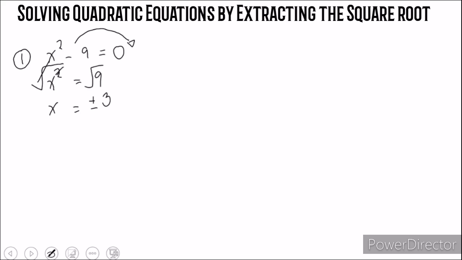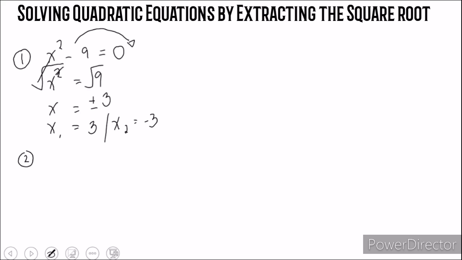Okay, so alam natin na meron tayong dalawang value ng x. It could be, yung x sub 1 natin is positive 3, and then yung x sub 2 natin is negative 3. So, dalawa yung value ni x in this case. Okay. How about in example number 2?